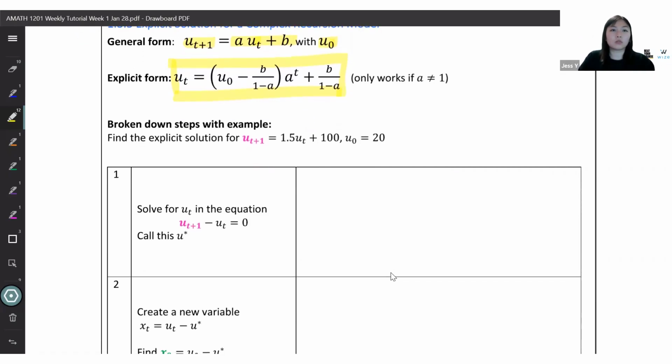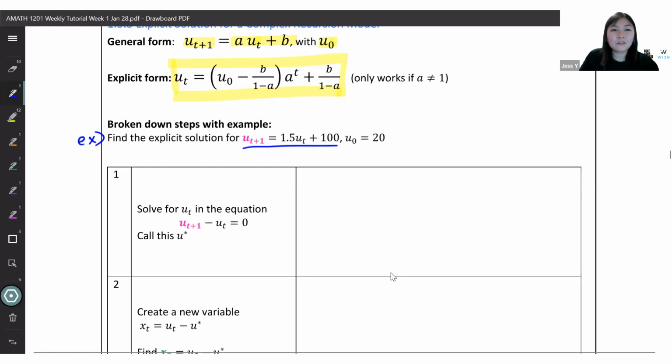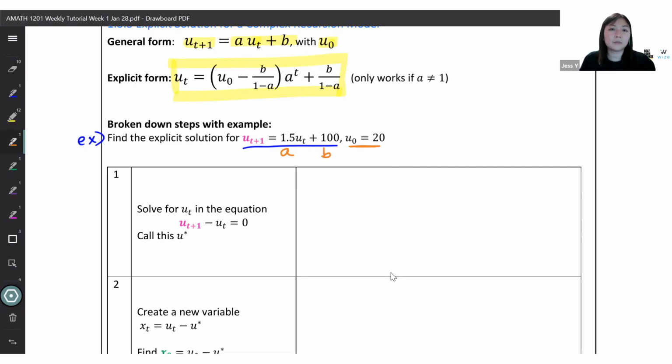So this formula is super handy. We're going to follow an example here. We want to find the explicit solution to this complex recursion model: 1.5 times u sub t plus 100, and u sub 0 is 20. I'm going to show you how quick it is to use that formula. I just need to find my different pieces. I know that u sub 0 is 20. This is my a, 1.5, and my b is positive 100 because it's being added.